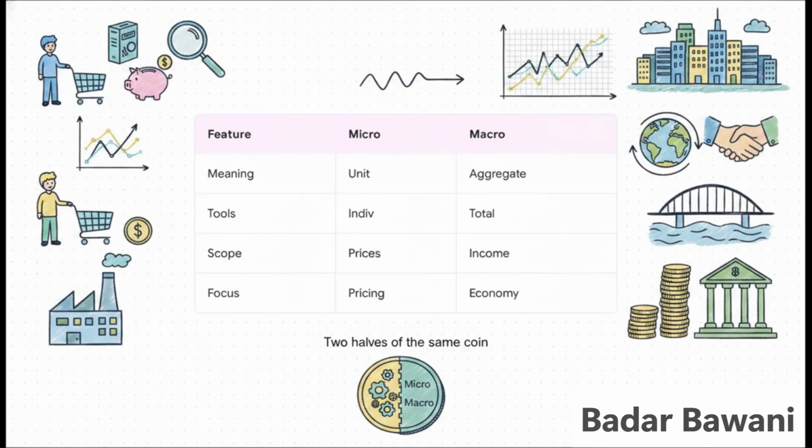And this brilliantly illustrates exactly how they compare side by side. Their tools, their scope, and their importance directly contrast with each other. For tools, micro relies on individual demand and supply, while macro uses aggregate demand and supply. For scope, micro zeroes right in on product pricing, while macro scopes out the big stuff like national income. And importance, micro determines business prices, while macro tackles national economic fluctuations. They are truly two halves of the exact same coin.